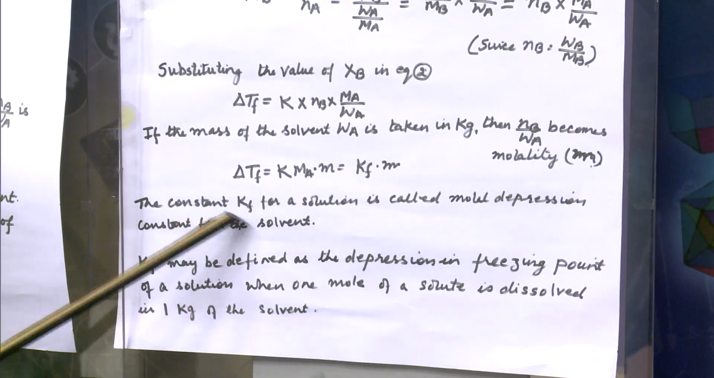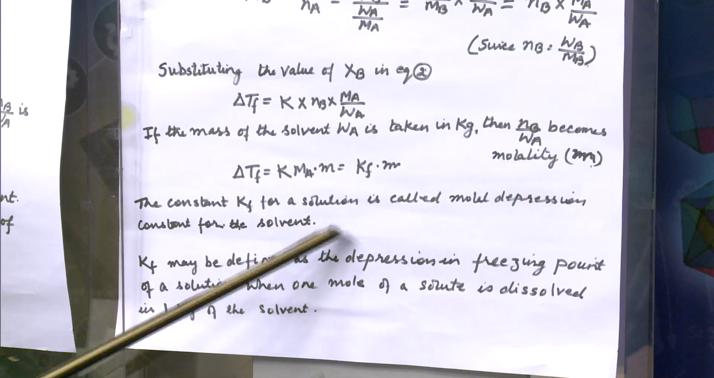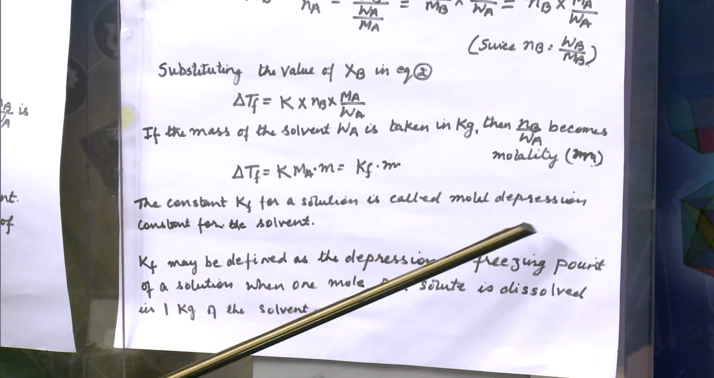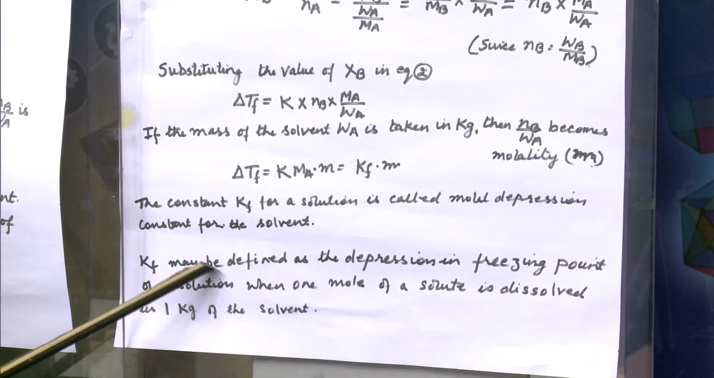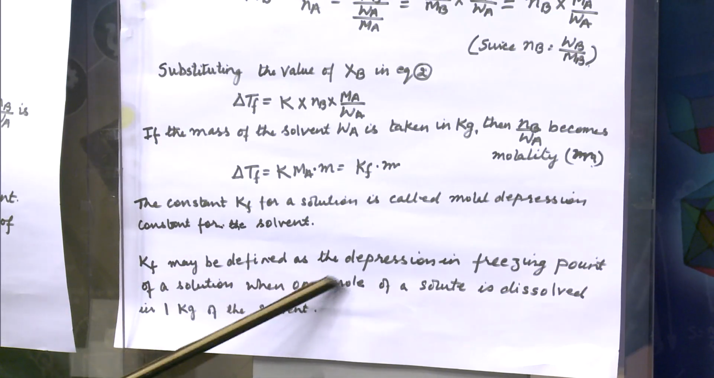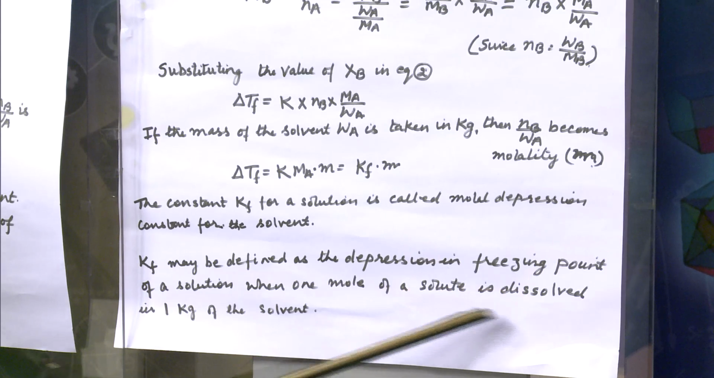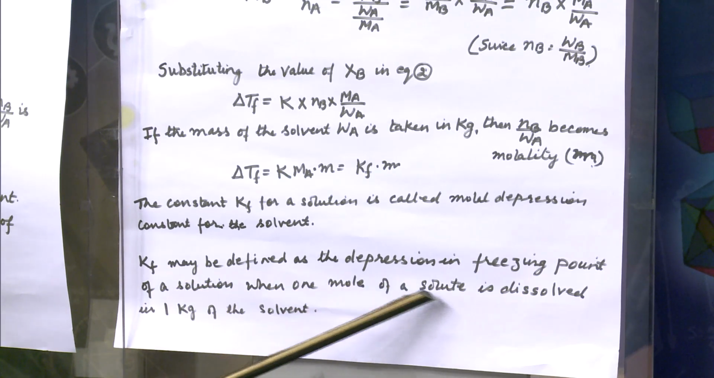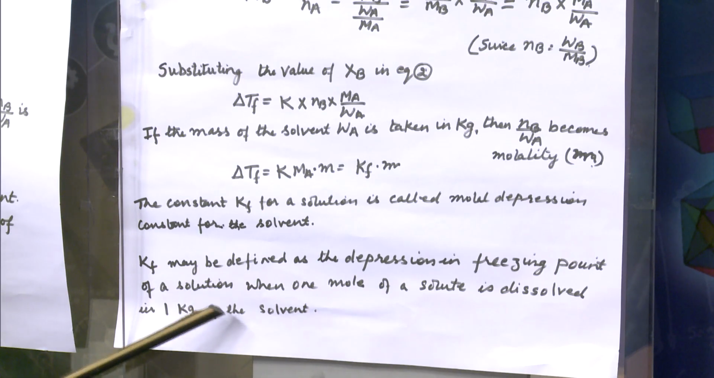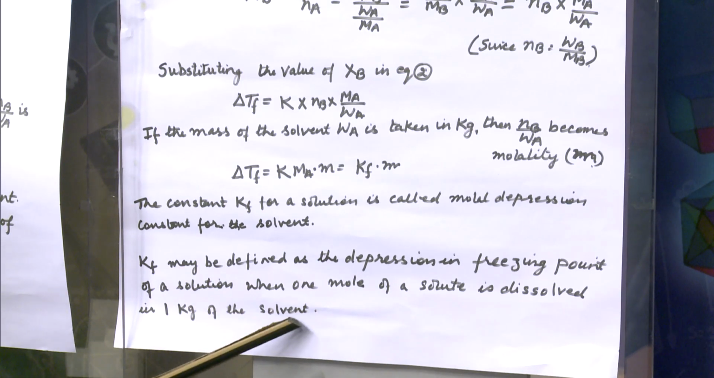So, the constant Kf for the solution is called the molal depression constant for the solvent. Kf may be defined as the depression in freezing point of a solution when 1 mole of solute is dissolved in 1 kilogram of solvent.